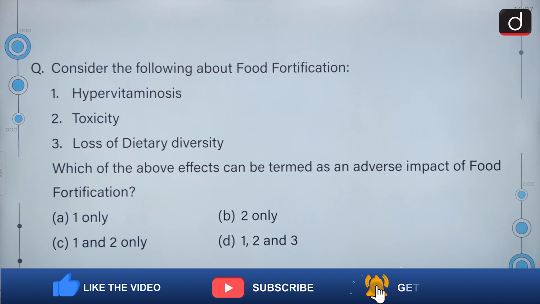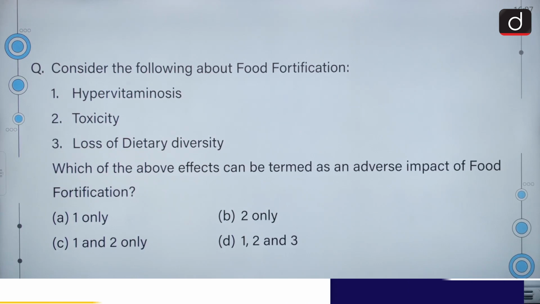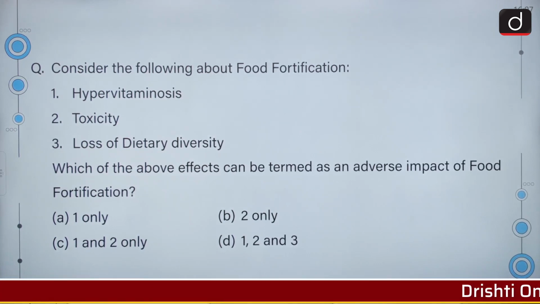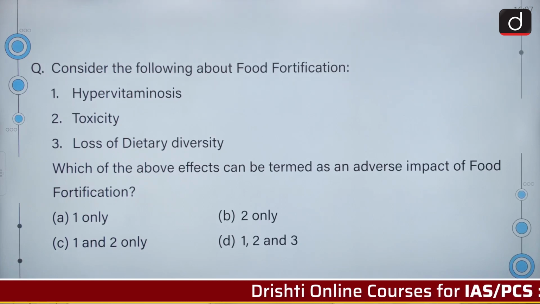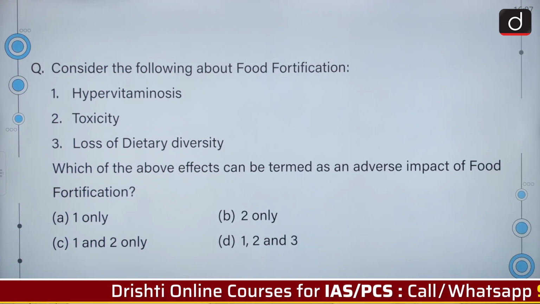Moving forward. Consider the following about food fortification. Hypervitaminosis, toxicity, loss of dietary diversity. Which of the above effects can be termed as an adverse impact of food fortification?